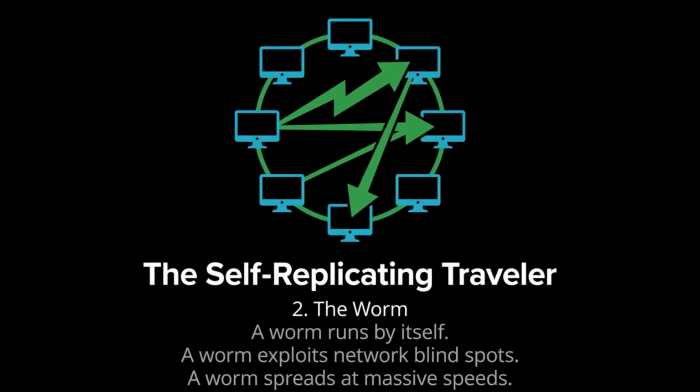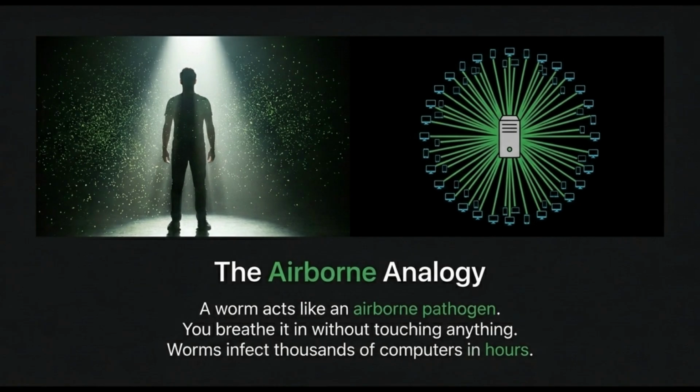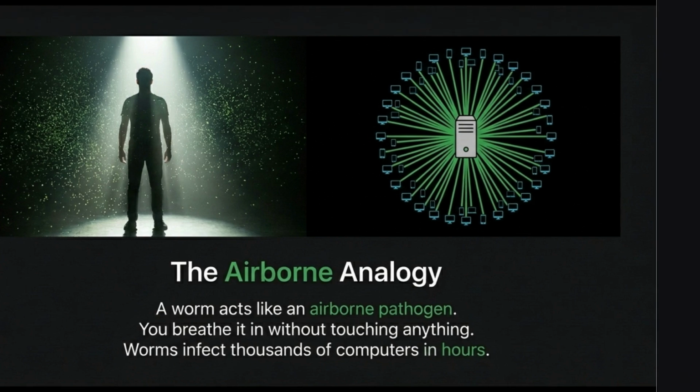Next is the worm, the self-replicating traveler. A worm runs by itself, exploiting network blind spots and spreading at massive speeds without human intervention. Think of a worm as an airborne pathogen. You breathe it in without touching anything. Worms can infect thousands of computers in a matter of hours.